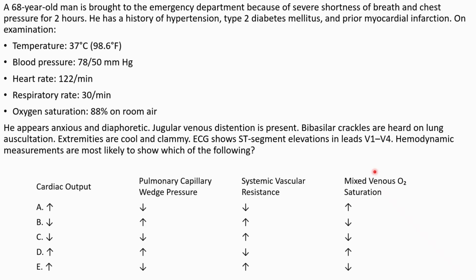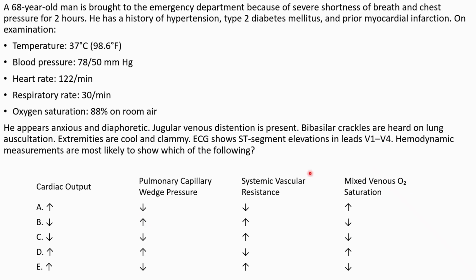A dam across the left ventricle. There is no downstream flow of blood. Tissues are getting very little oxygenated blood to work with, so they will hungrily extract every last molecule of oxygen. And so almost zero oxygen will return back to the heart. Zero oxygen in the venous blood because everything has been hungrily extracted. Mixed venous oxygen saturation will fall, and it will fall dramatically. So there you get either option B or option C or option E in this case.